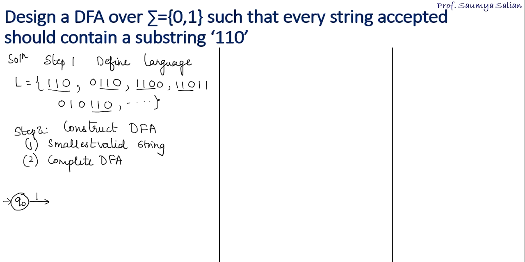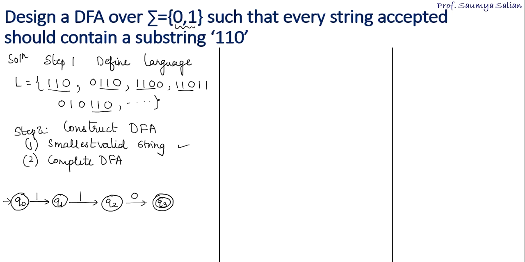Q0 on 1 goes to Q1 state. Q1 on 1 will go to Q2 state, and Q2 on 0 will go to the final state, that is Q3. Fine. The first step is done. Next step, I have to complete my DFA. That is, every state has to respond to all the inputs in the alphabet set, and also it has to respond only once, since this is a deterministic finite automata.